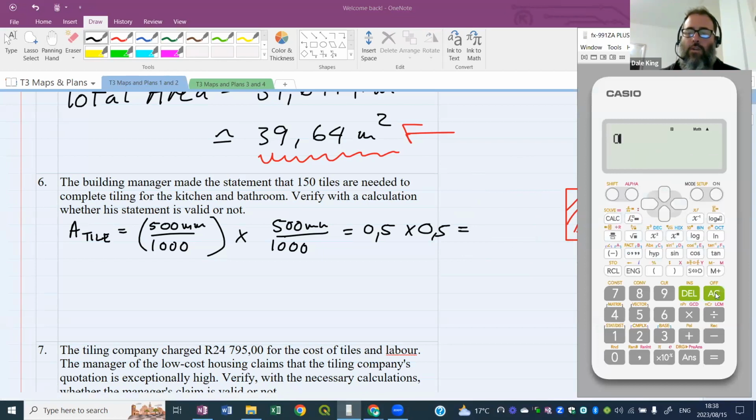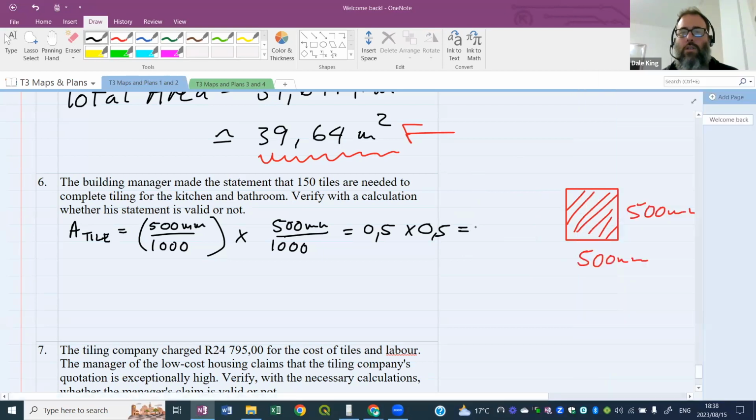A half times a half is a quarter, so that's 0.25 meters squared. Are you all with us? You all see what we're doing here? We are working out the area of the tile. Yes, good. We're working out the area of the tile. Okay, and we see that the tile's area is 0.25 meters squared.